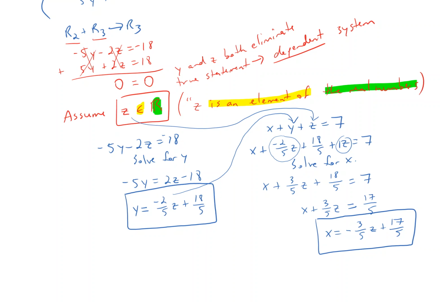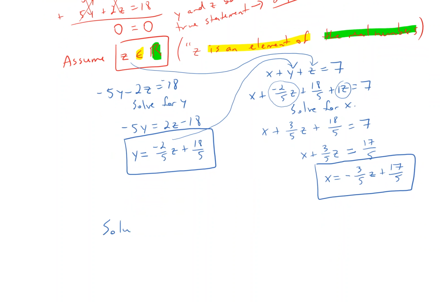Okay, so let's talk about what this means. I've got x, I've got y, and I've got z. So the solution to this system, in fact, there's an infinite number of them because z could be any real number. So there's infinite solutions. And it's the set of all ordered triples where x is negative 3/5 z plus 17/5, so that's x, comma, y has to be negative 2/5 z plus 18/5, and z is just itself.